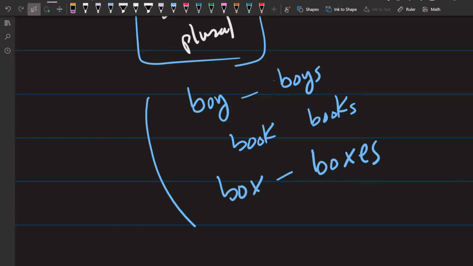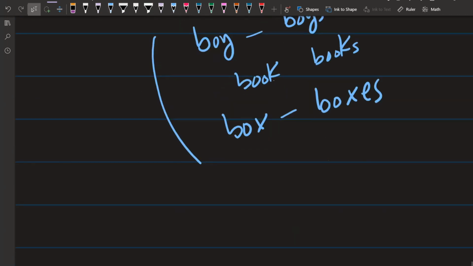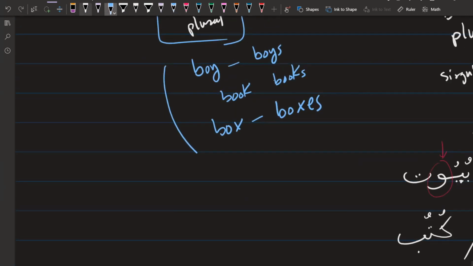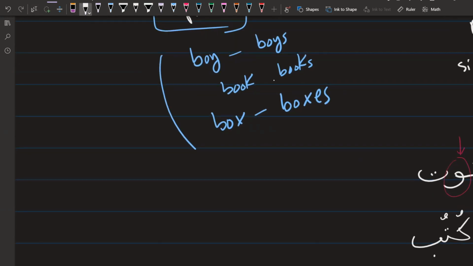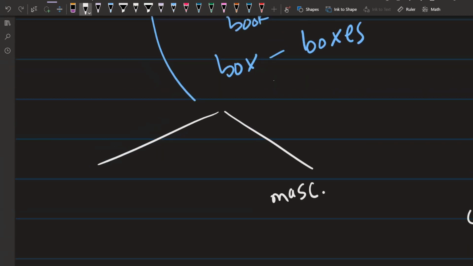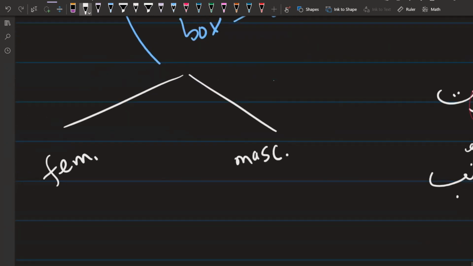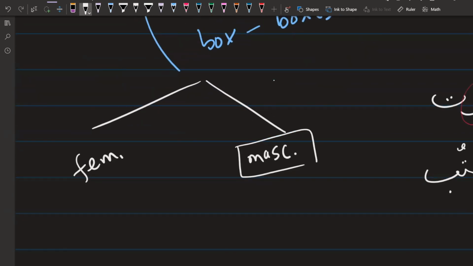So do we have something like that in Arabic? Apparently we do, because we have something called sound plural. Sound plural further divides into two types: masculine and feminine. Okay, so you'll see why they're divided, because we make them plural in two different ways.